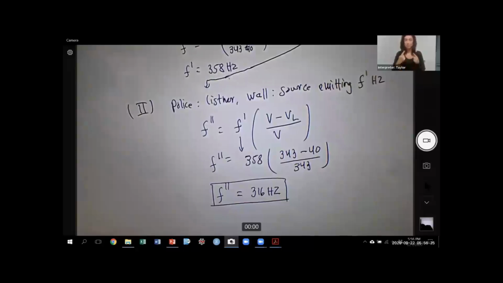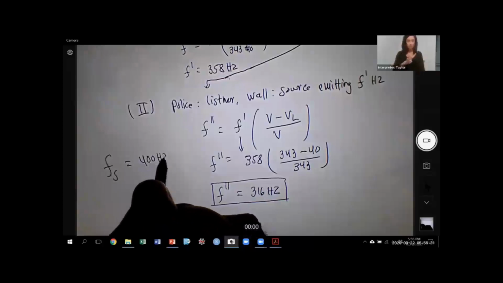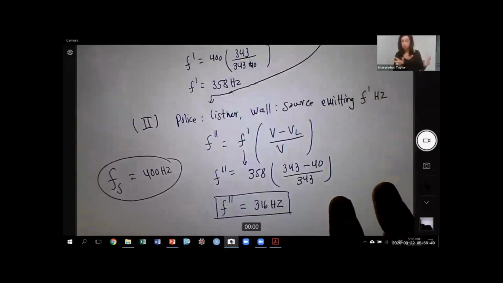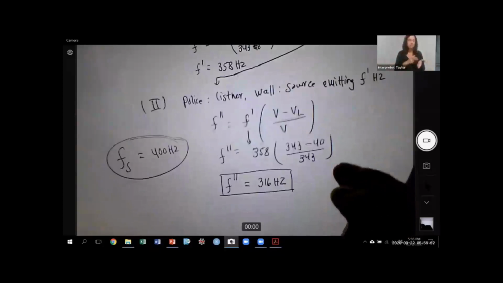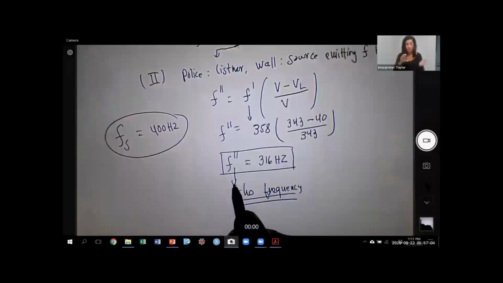Finally, you can clearly see what the very original frequency was, 400 hertz. That's the siren frequency, right? But the driver in that police car will hear only 316 hertz, a huge shift, and the main reason is that it's moving away from the wall, and there is a double Doppler shift. So that's how you do it, and this is actually called echo frequency. Whenever you solve an echo problem, make sure you do a double Doppler shift.